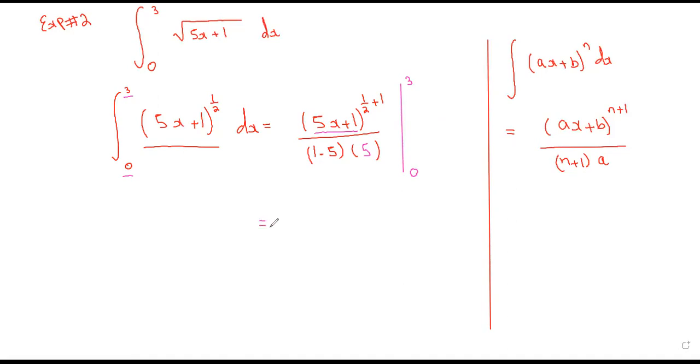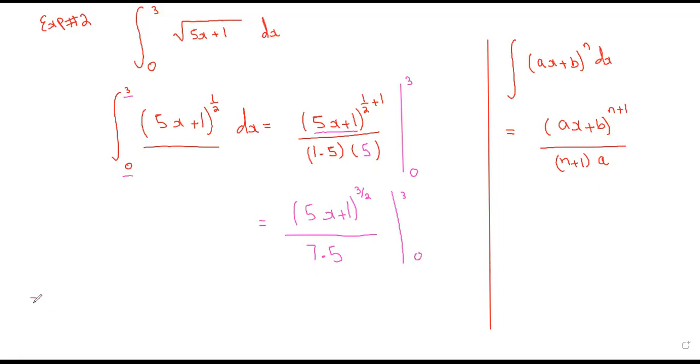Let's simplify this further just so it's easier to understand. It would be 5x plus 1 whole power 1.5 or 3 by 2, whatever you're comfortable with. And then just multiply 5 with 1.5 and that would give you 7.5. So it is 7.5 and now I am in the form to just plug in the values.